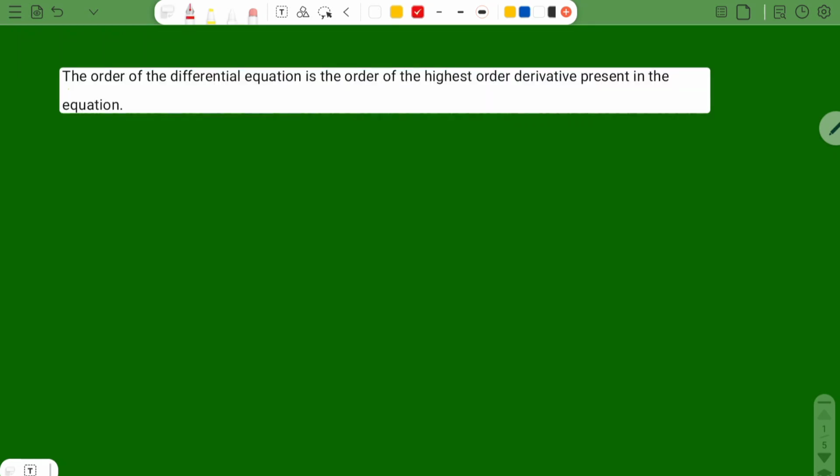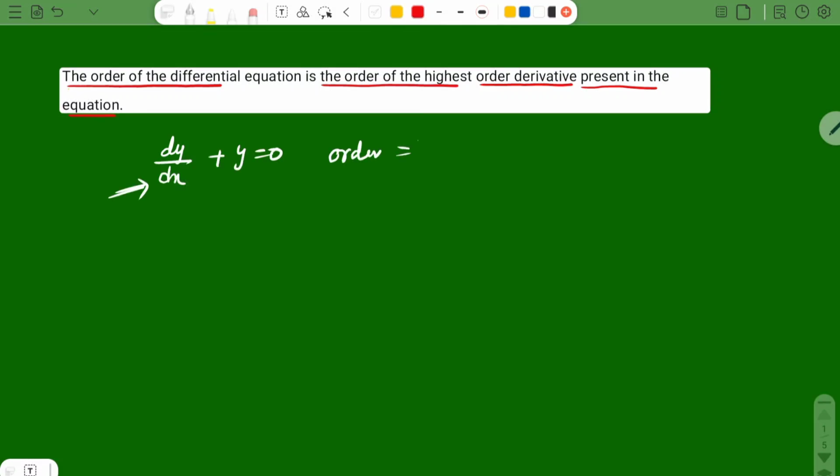Definition number 2: order. What is meant by order? The order of a differential equation is the order of the highest order derivative present in the equation. Let me write an example. Suppose dy by dx plus y equal to 0. In this we are differentiating one time. So then I can say order is equal to 1.